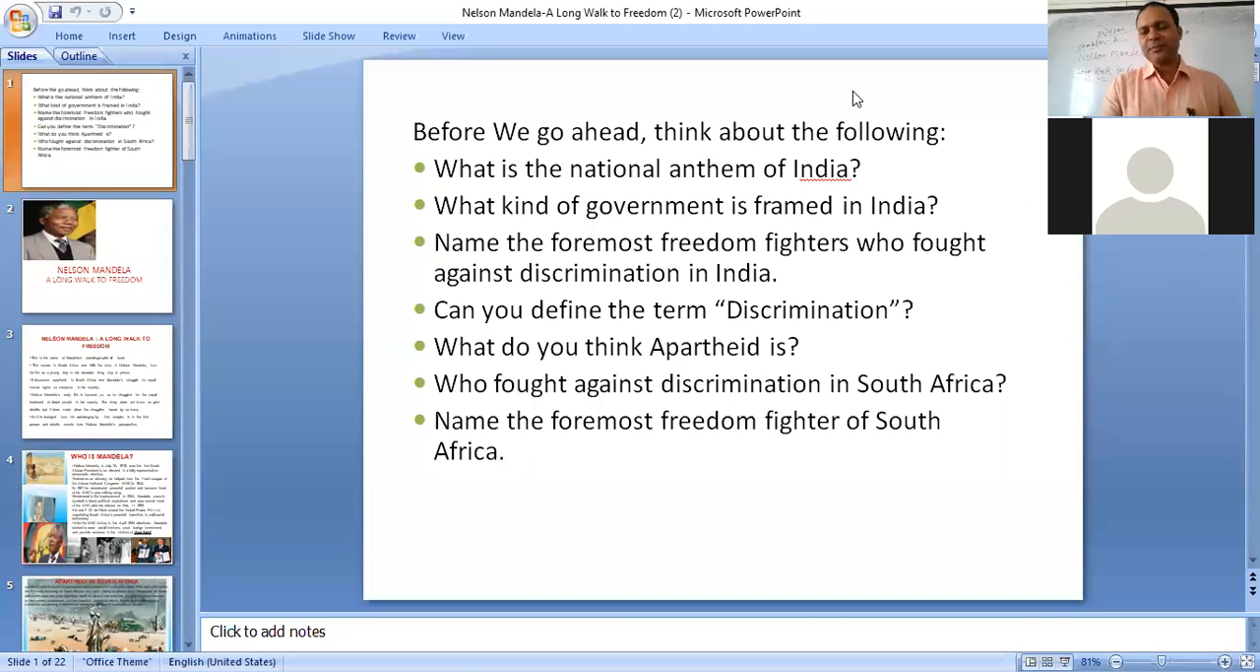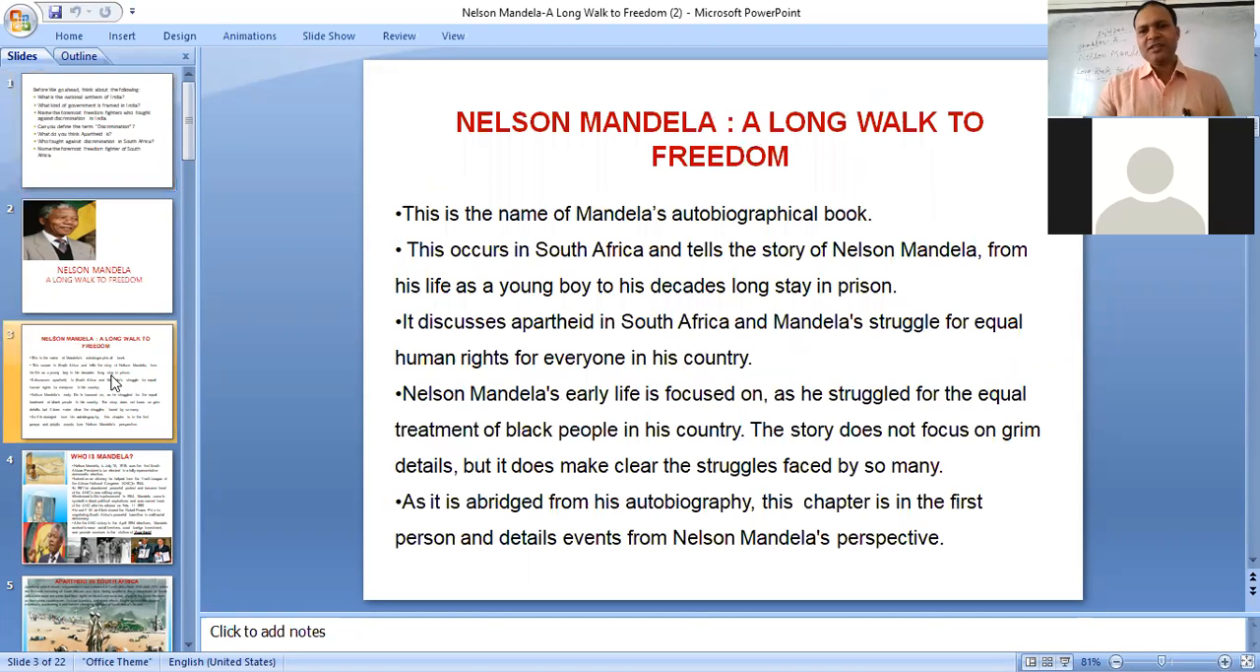Different freedom fighters have sacrificed their lives to free the country and to make the condition better for the people of the country. In the next slide, Nelson Mandela, Long Walk to Freedom.